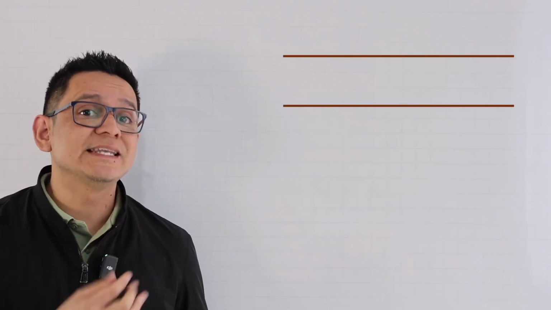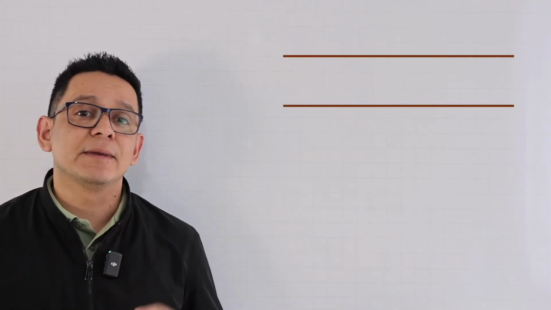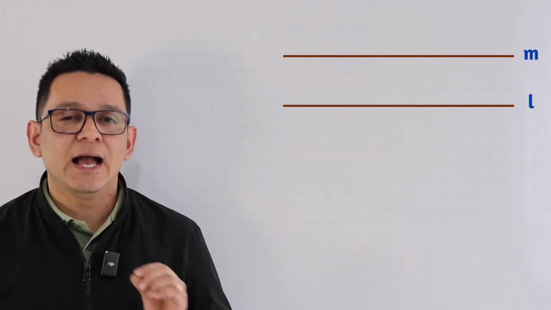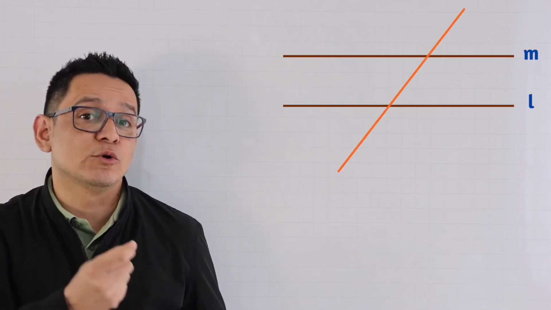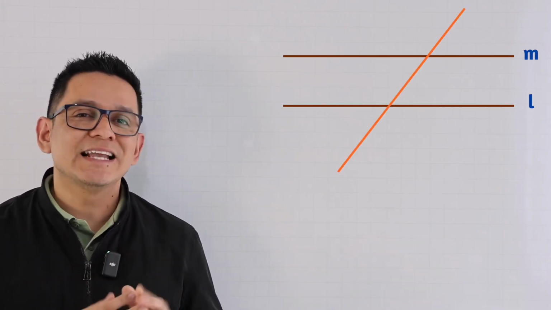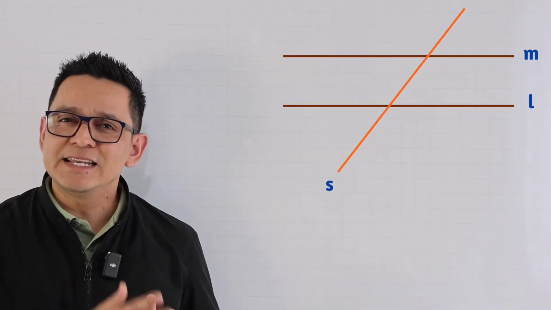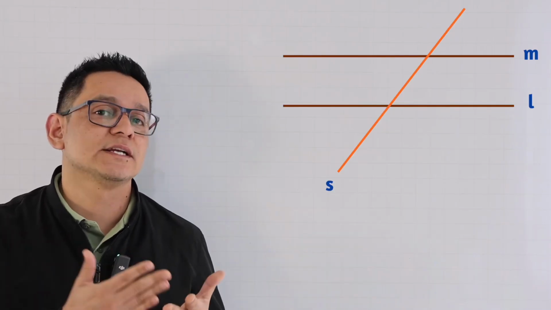Let's draw two parallel lines. I'm going to call one M and the other L. Now, let's draw another line that crosses these two. I'm going to call this line S. This line S will be a secant or transversal.